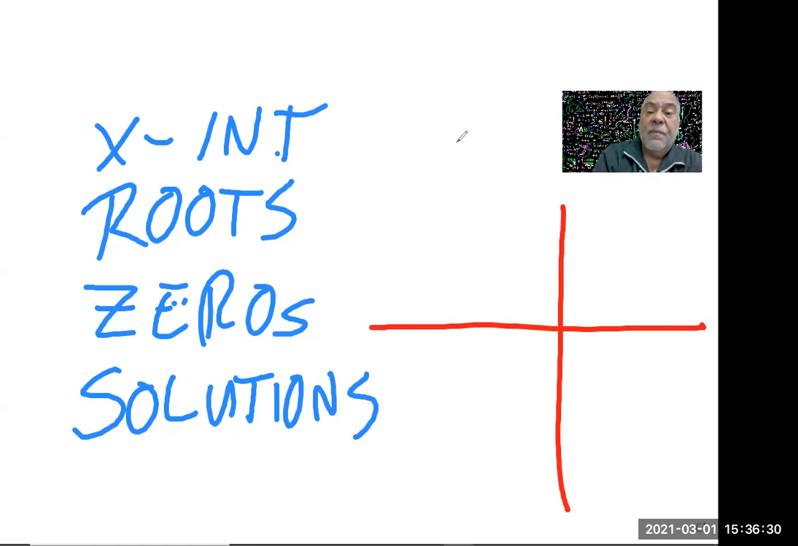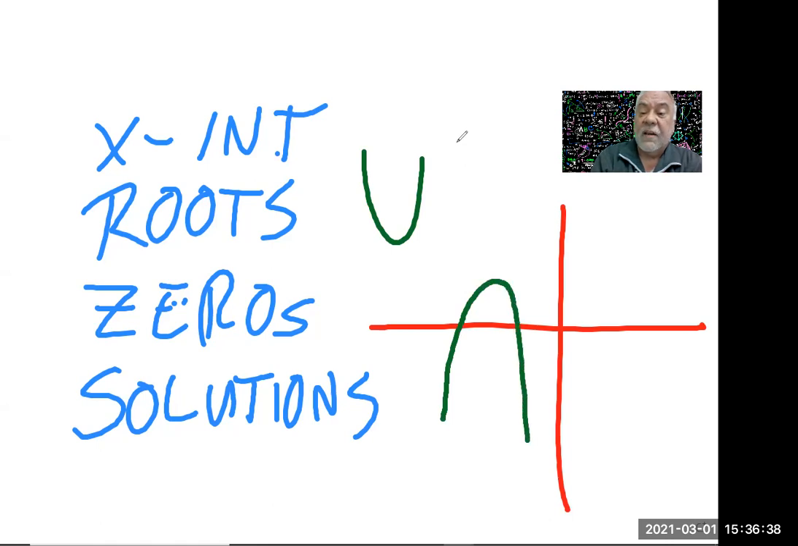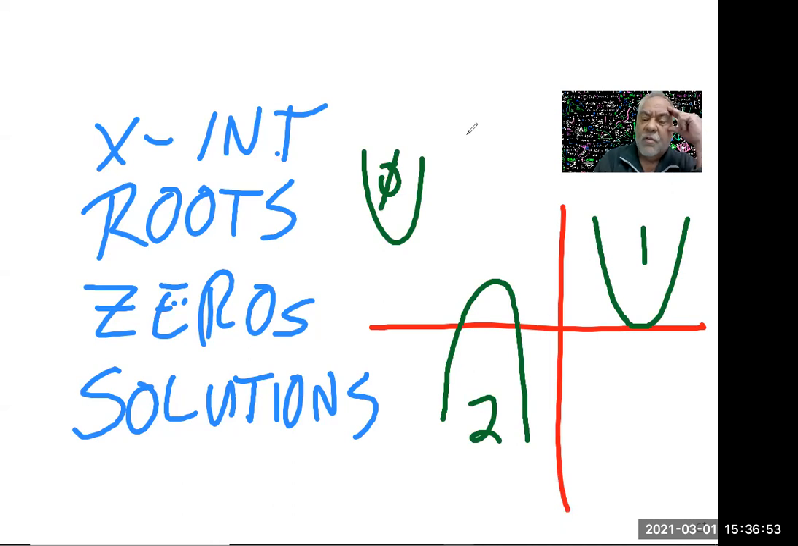Okay, that doesn't cross. So there's 0 roots. And it doesn't matter whether they're upside down or right side up. It's going to cross it or it's not. Okay, this crosses twice, so there's 2 there. And then this one just comes down and touches it, so there's 1 there. Okay. So those are the only 3 options as far as roots, zeros, and so forth. It's either 0, it doesn't cross it at all. 1, it just touches it. And 2, it crosses it twice because it goes above or below it.